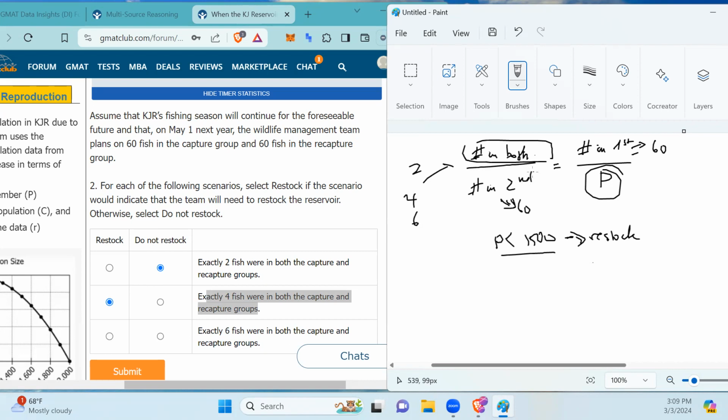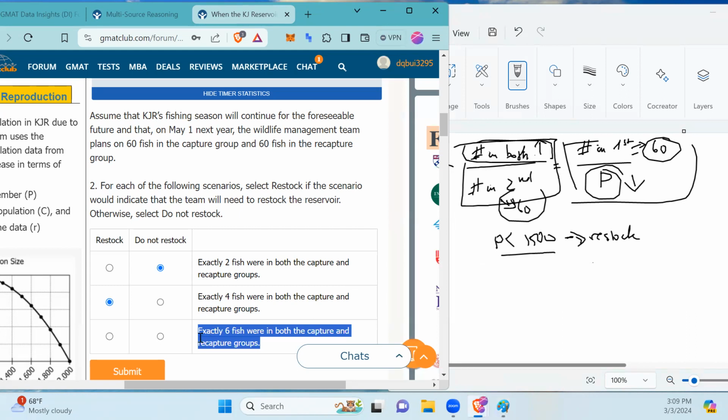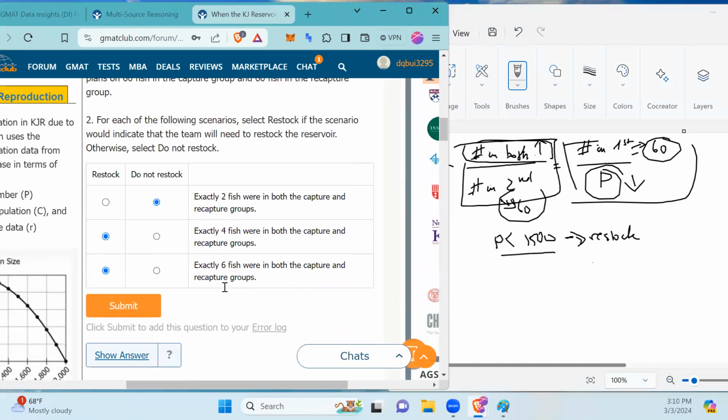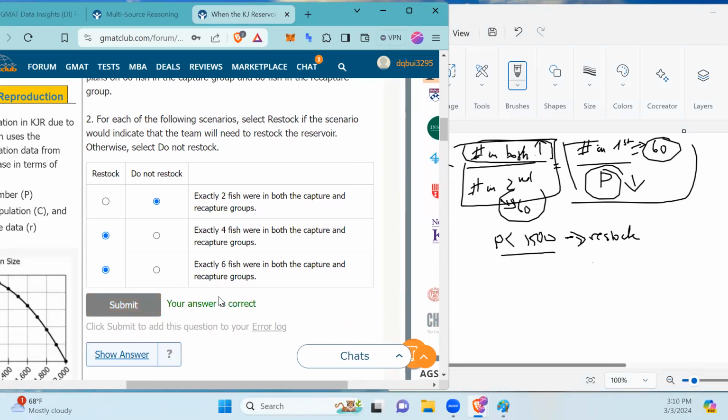No, because as the number of fish in both groups increases, the population decreases. That's right, because the number in the second group and the first group are constant. So if the number in both groups increases, then P has to decrease so that these 2 ratios are equal. So we don't actually need to calculate for this third statement. We can go straight for it. Okay, let's see if it's correct. It is correct.